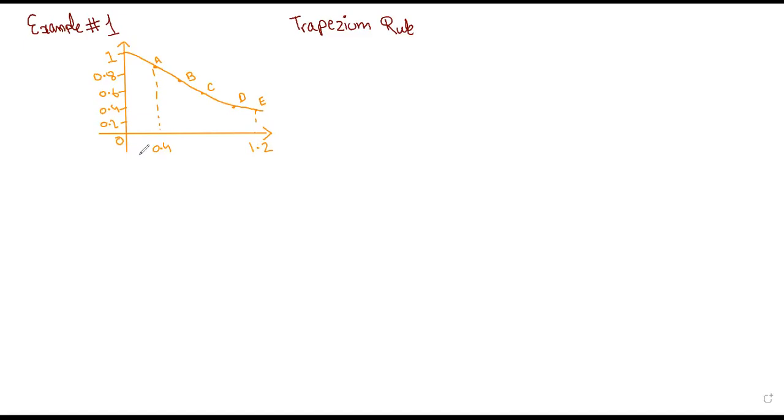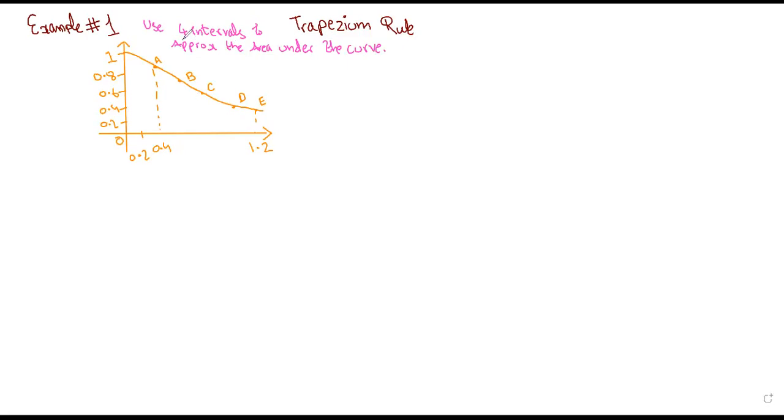This is 0.2. And use 4 intervals to approximate the area under the curve, right? Okay, this is what you have.